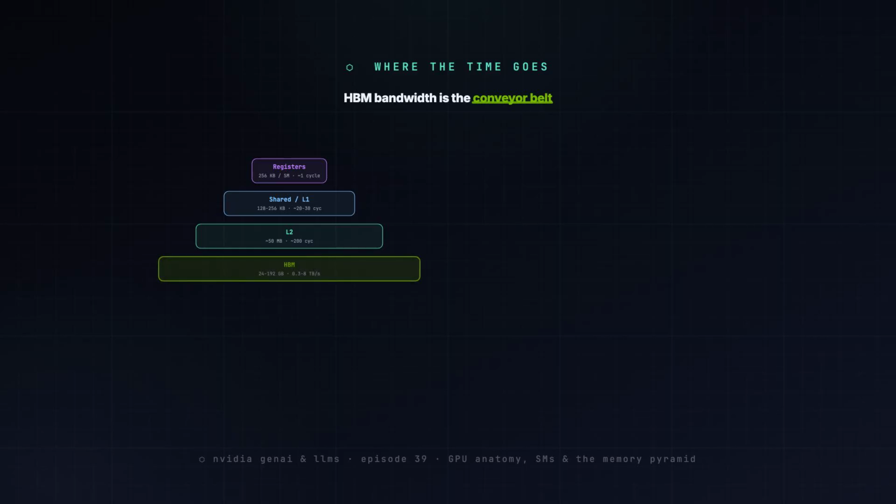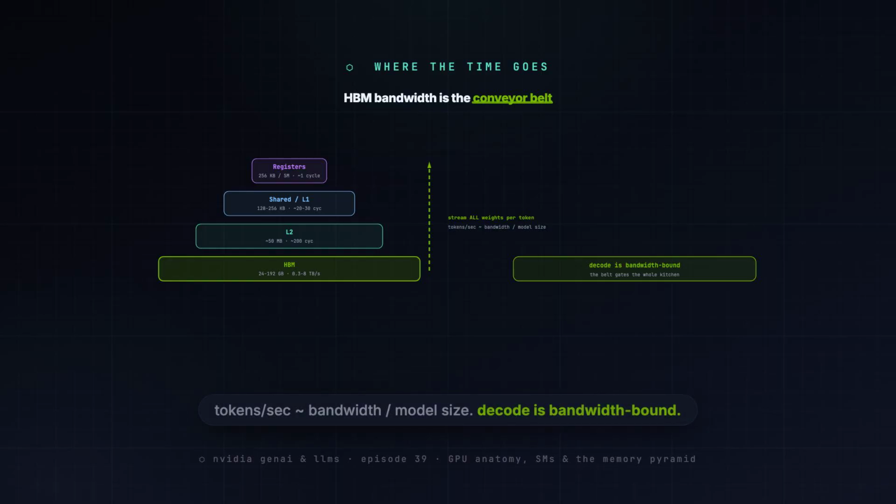Here is the sentence to remember: when a model generates one token at a time, it must stream every weight out of HBM. So your tokens per second is roughly bandwidth divided by model size. HBM bandwidth is the conveyor belt, and the belt gates the whole kitchen.